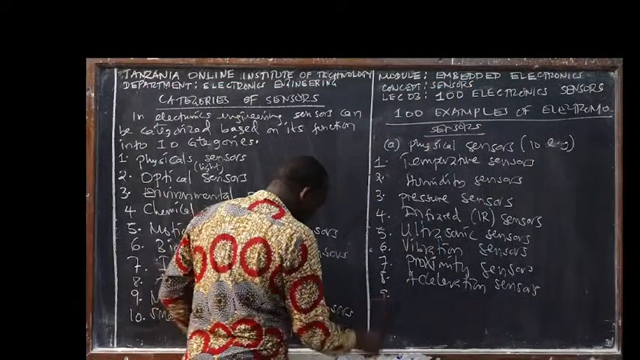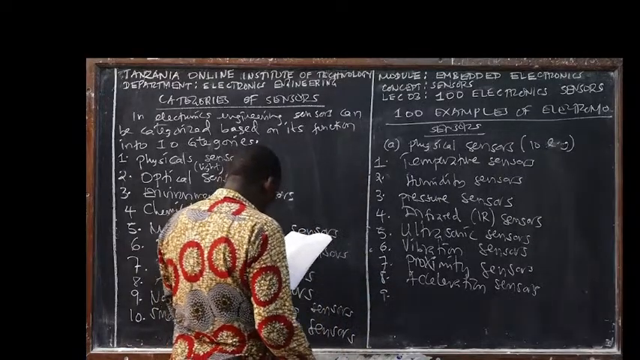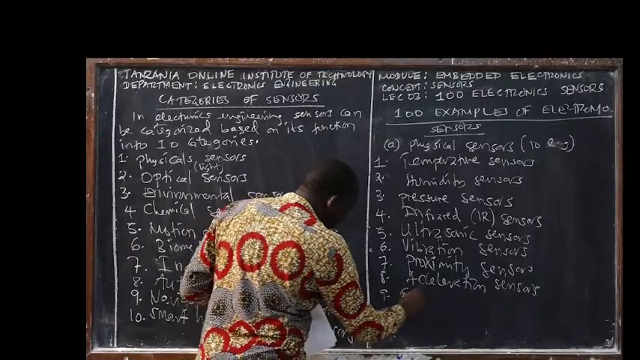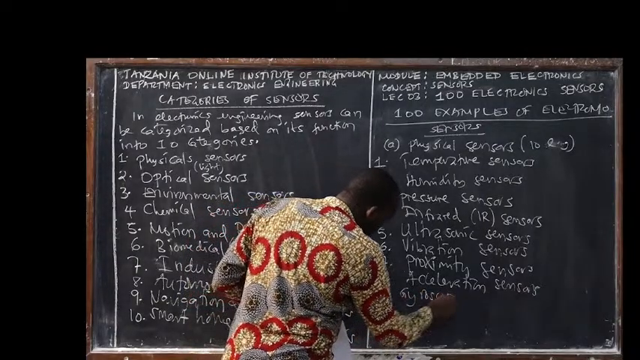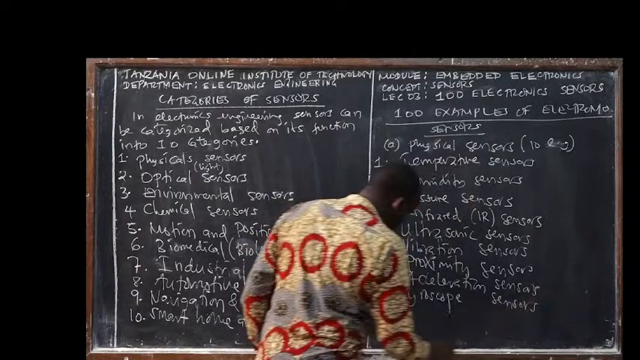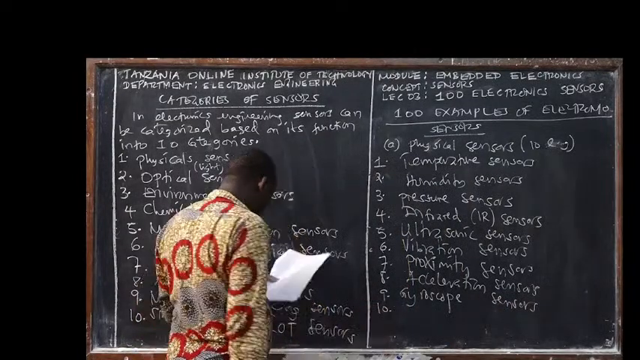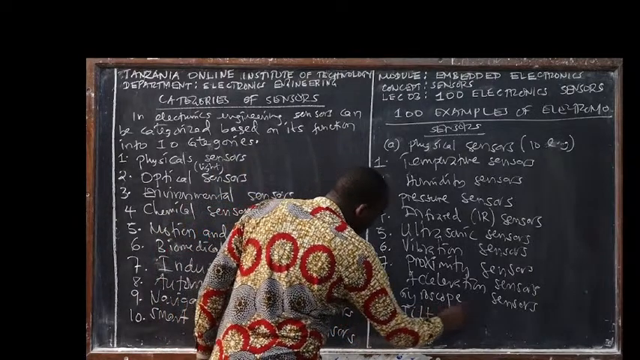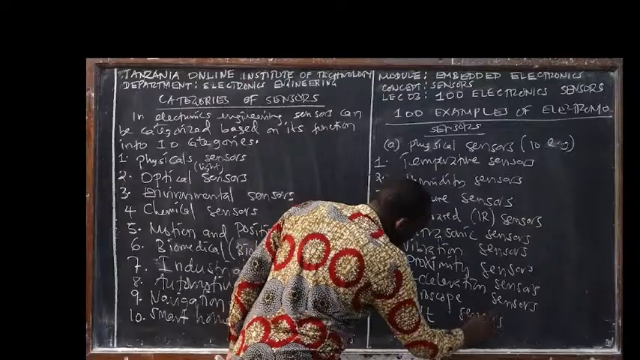Then number 9, it's called the gyroscope. Say gyroscope sensors. Number 10, it's called the tilt sensors. Say tilt sensors.